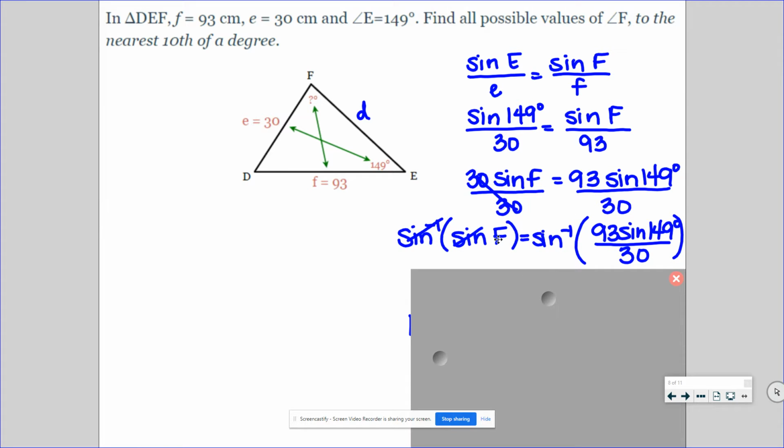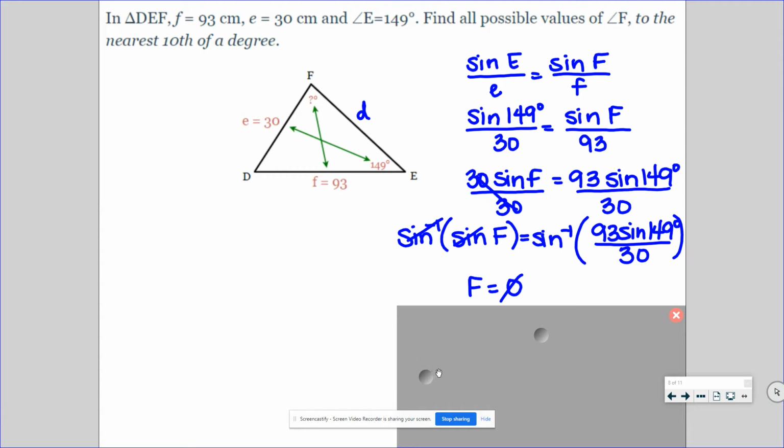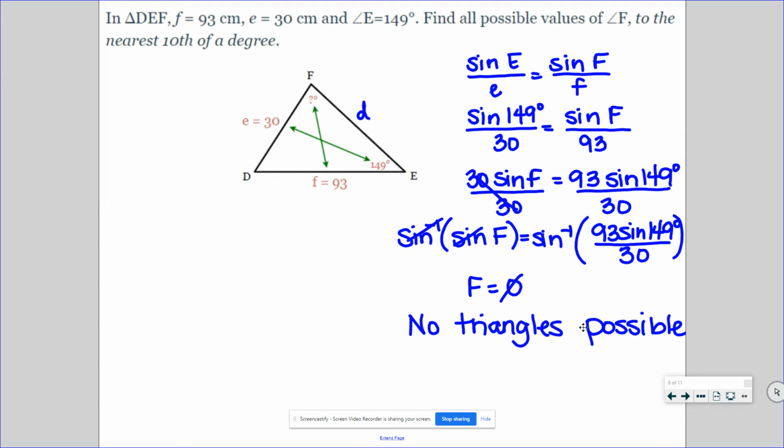Remember that when you're finding an angle measurement, you're also then going to take the inverse sine of both sides of your equation. And this particular time, you're not going to get a solution. It says something like domain error in your calculator. And so what that means is that there are no triangles that you could possibly draw that have these angles and these side length measurements.